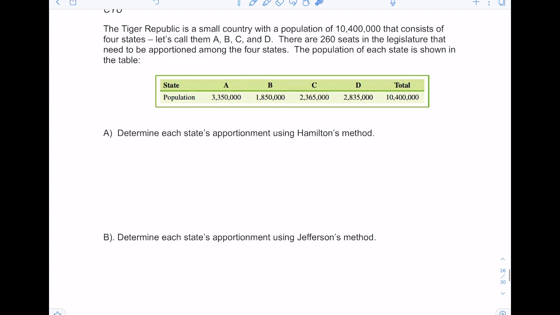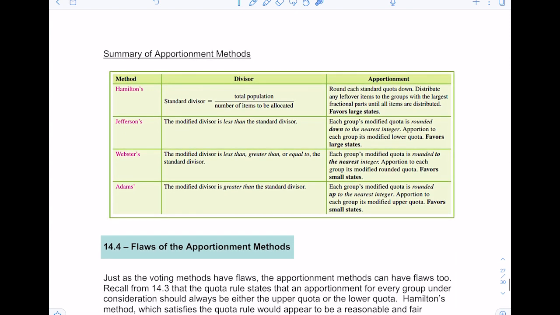So that is the end of the video. I also have a summary here, so feel free to look at that. And also pay attention to what each method favors, because that will help you think about any potential flaws that each of these methods has.